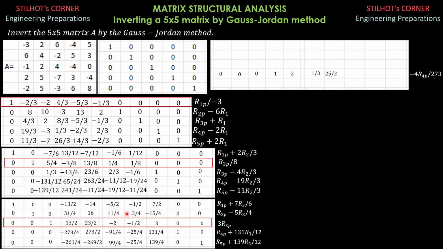So for row 1, this is 13 over 2, so it should be row 1 previous plus 13 over 2 of row 4. This is now the new row 4. Let's enclose that first. So that this is still 1, 0, 0, 0. So negative 14 plus 13 over 2 of 2 is negative 1. Then negative 5 halves plus 13 over 2 of 1/3 is negative 1/3.